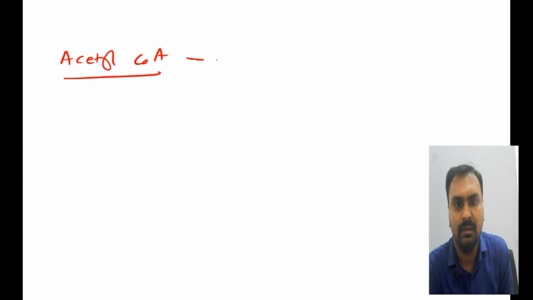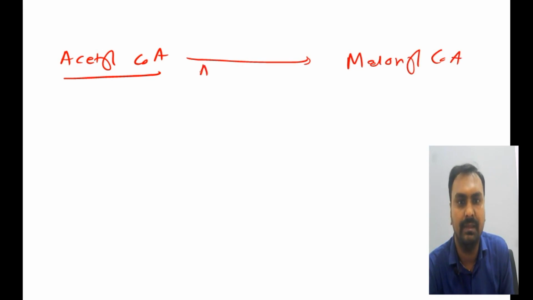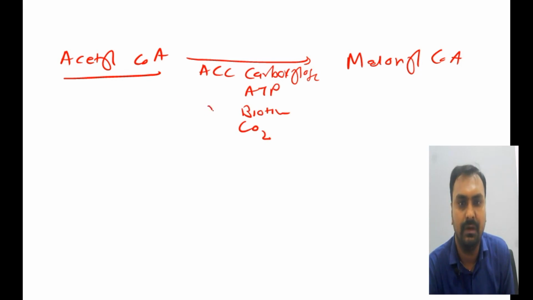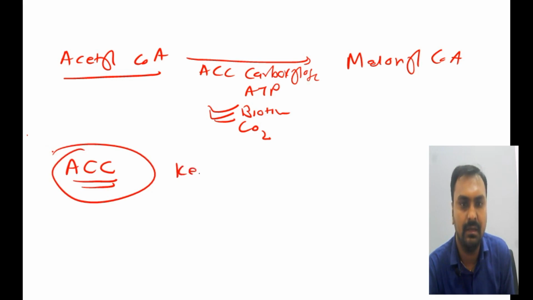Now the acetyl CoA, which has come out in the cytoplasm, is converted to 3-carbon malonyl-CoA by the acetyl CoA carboxylase enzyme, and it requires ATP, biotin and carbon dioxide. Here is the one reaction where biotin is required, and it is the key enzyme of fatty acid synthesis. So acetyl CoA carboxylase is the key enzyme of fatty acid synthesis.